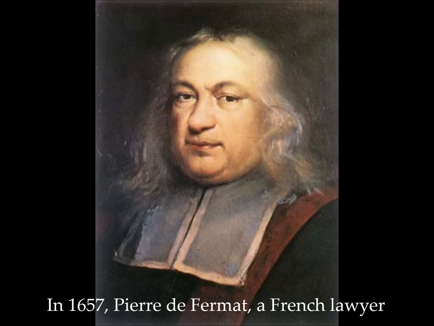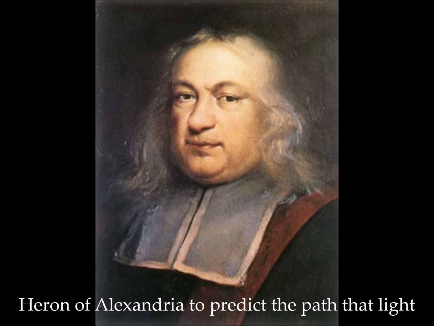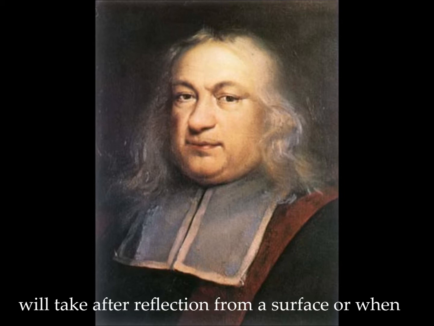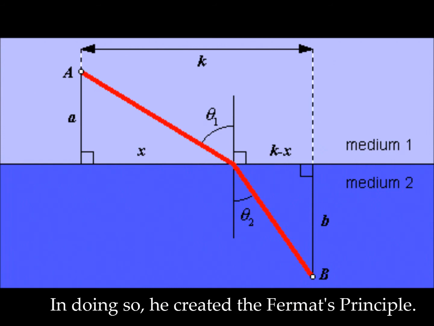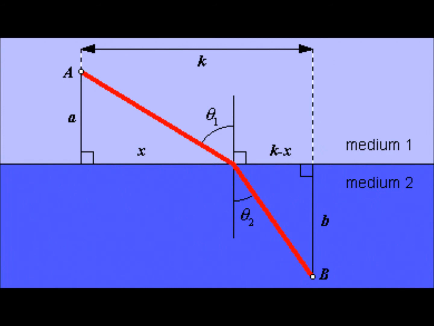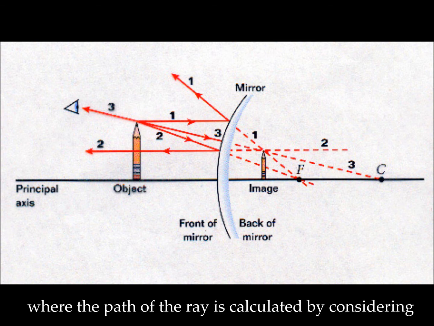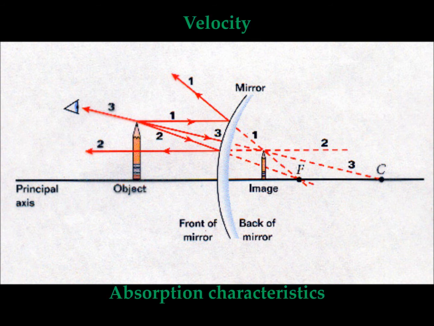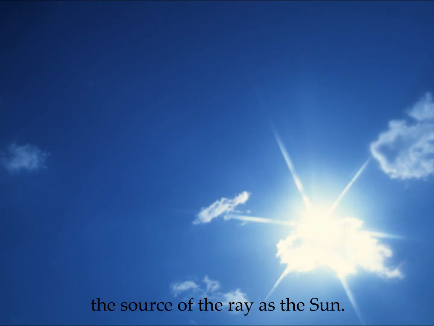In 1657, Pierre de Fermat, a French lawyer interested in mathematics, used the observations of Yuan of Alexandria to predict the path that light would take after reflection from a surface or when passing through a new medium. In doing so, he created Fermat's principle. Using a technique called ray tracing, where the path of the ray is calculated by considering the velocity, absorption characteristics, reflective properties, and Fermat's principle, we were able to determine the source of the ray as the sun.